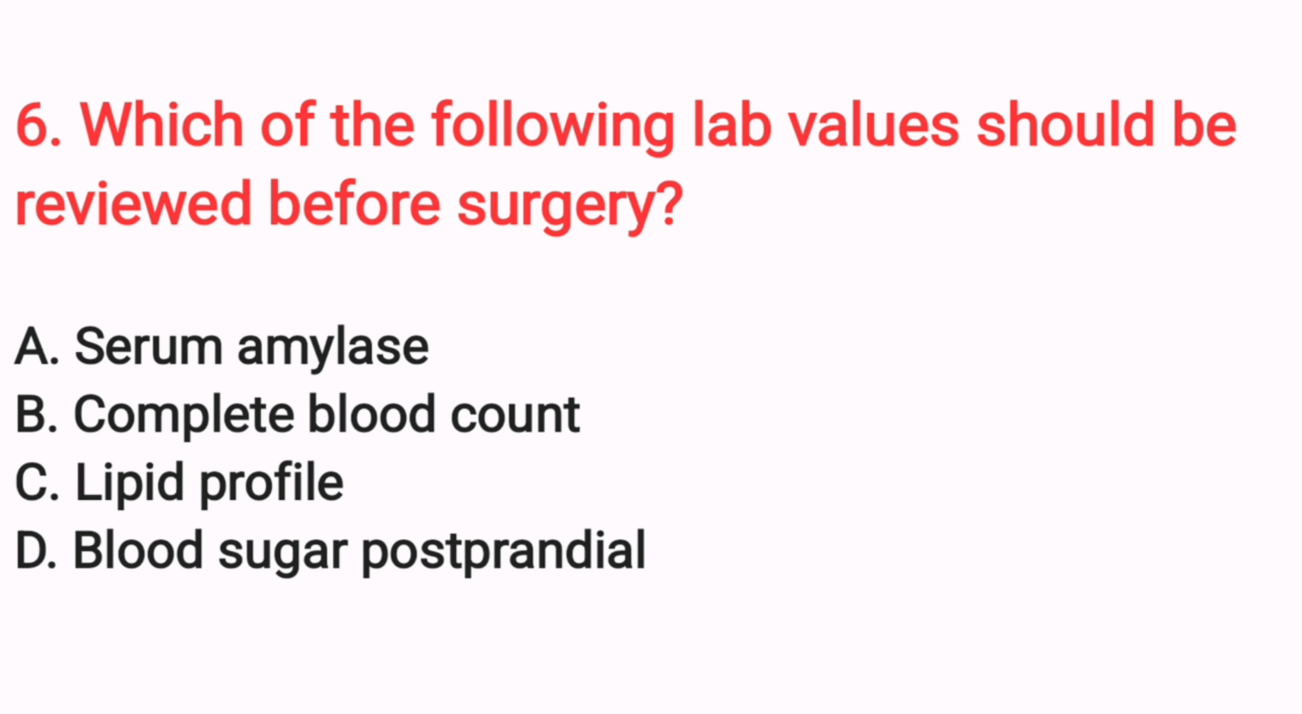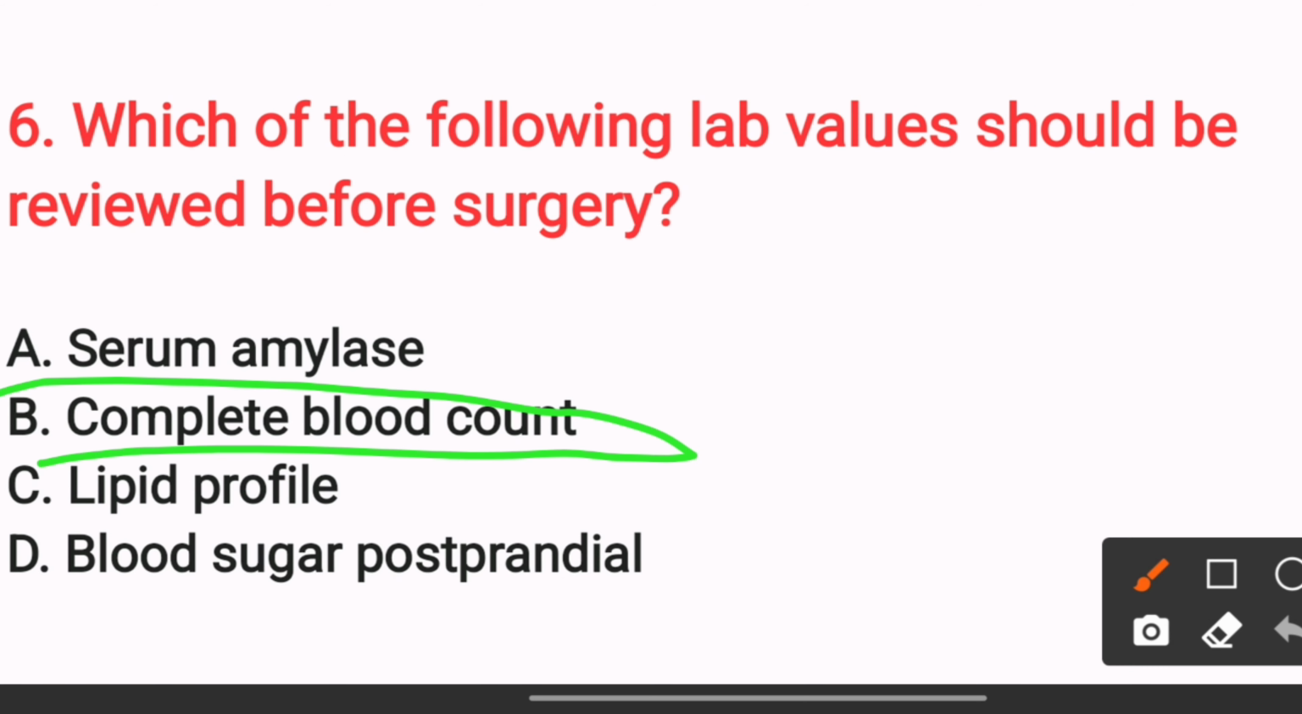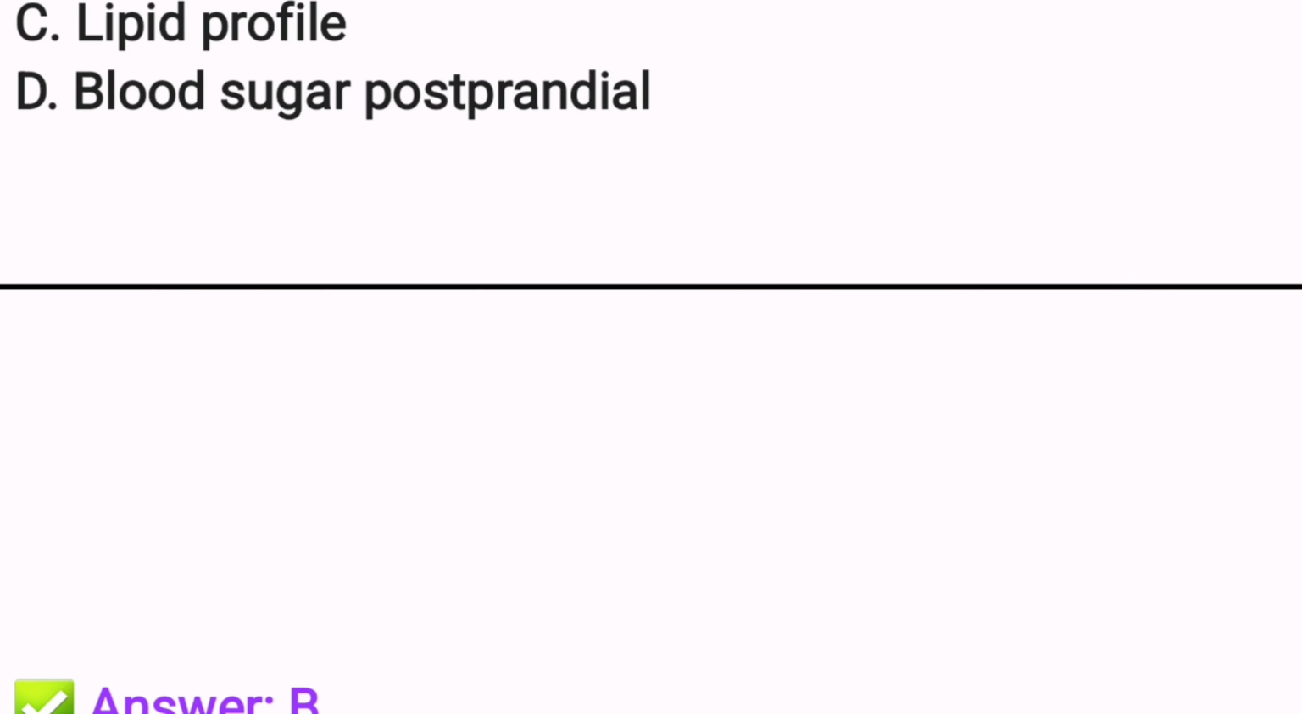Next. Which of the following lab values should be reviewed before surgery? Option A, serum amylase. Option B, complete blood count. Option C, lipid profile. Option D, postprandial blood sugar. The answer is option B, CBC, because CBC helps assess infection, anemia and clotting. Those are important for surgical safety.